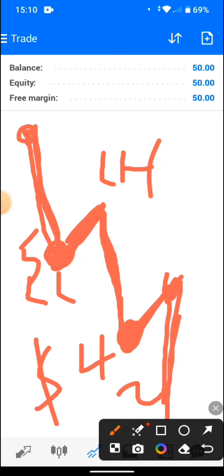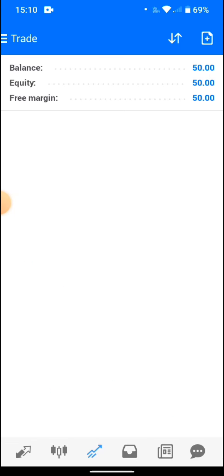So when you see this kind of structure, this is called a bearish structure, which means in this type of structure, you only want to be entering for your sell trade. You want to be looking for sell opportunities. Okay, you are going to be looking for sell opportunities.